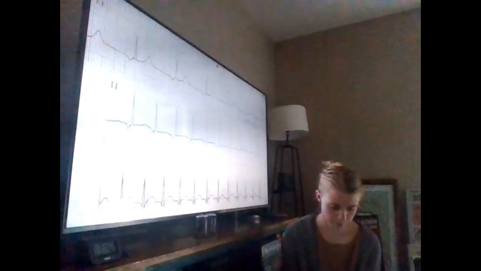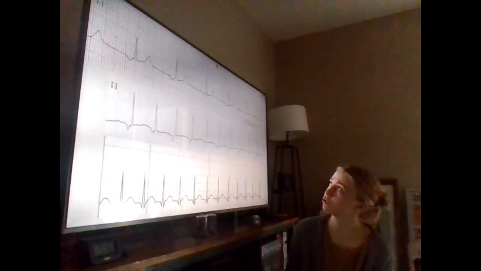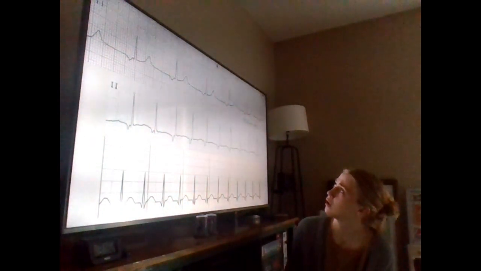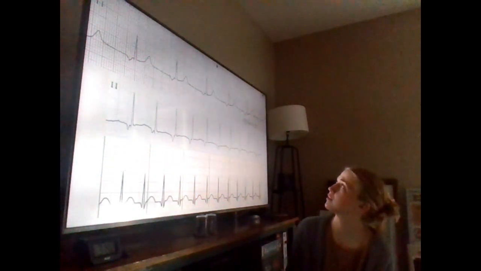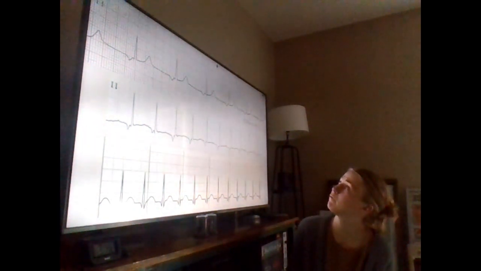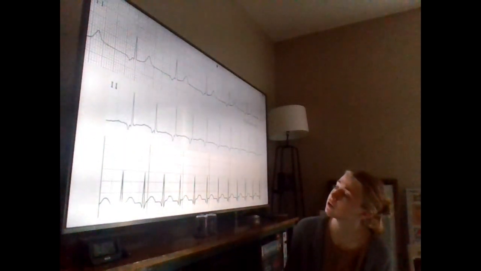All right, and now some examples of these. This first strip is your normal junctional rhythm at a nice slow rate between 40 and 60. In this strip, you see the P waves before the QRS, so they are inverted.